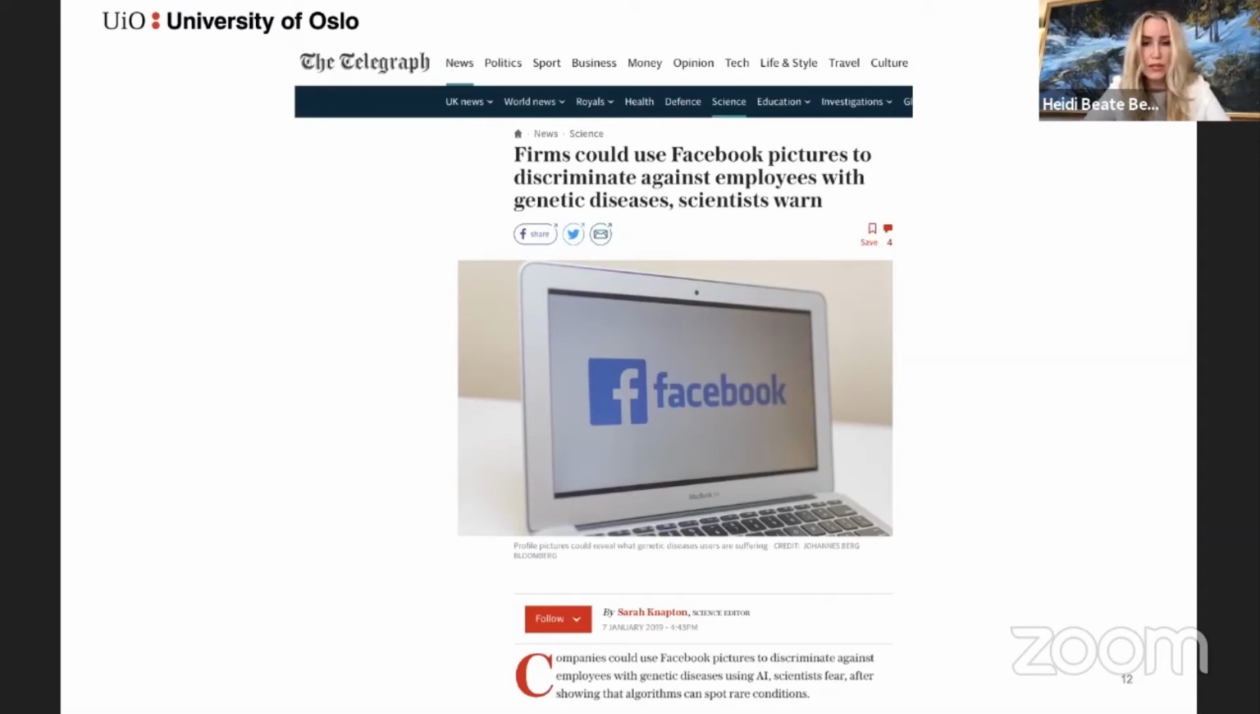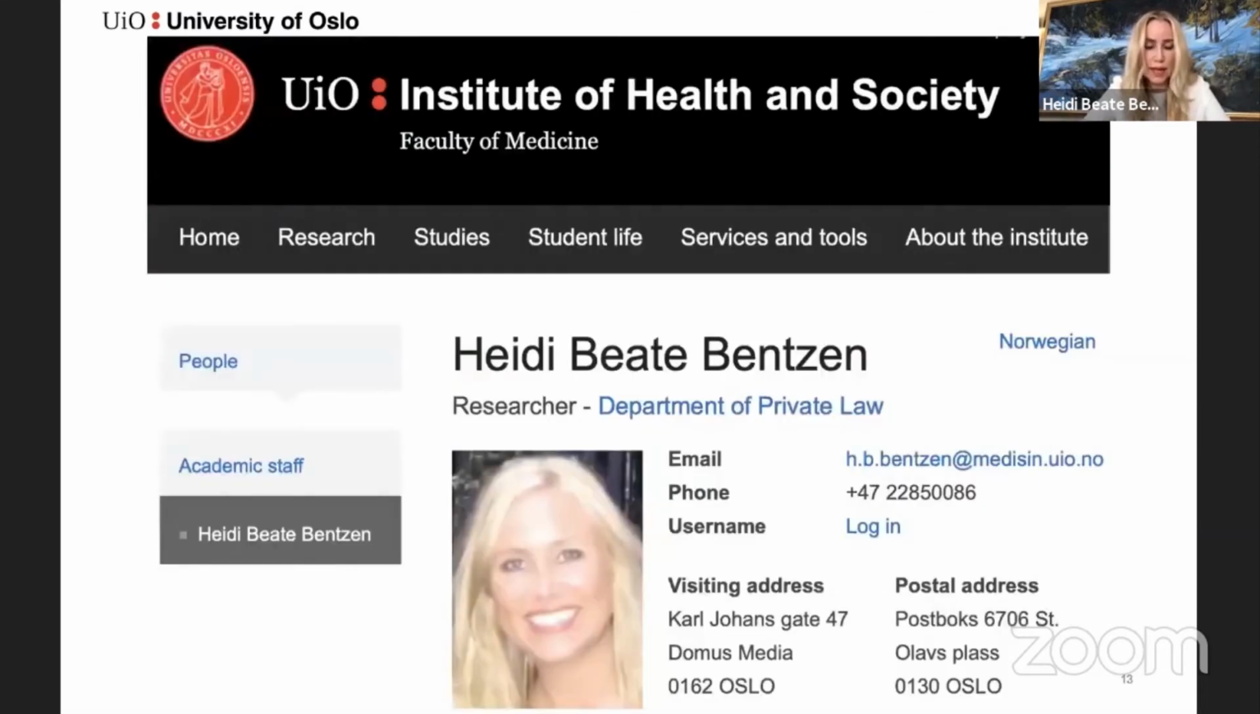Also, although this relates to social media, that's not the only place your image is often available. This is my own profile page at the University of Oslo, and my employer posts photos of all the researchers at the university, open for anyone.